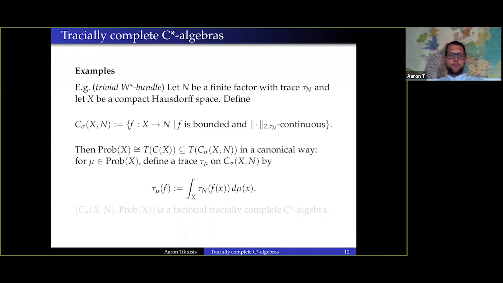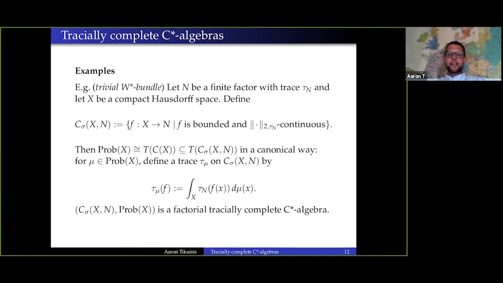Okay. Now, if you take the set of probability measures on X, you can identify that with traces on C(X), and in a canonical way, this sits inside the traces on this set C_sigma(X, N). So I've written down the formula here, but you've got a function, this 2-norm continuous function from X to N, and at every point in X, you can evaluate that and then take the trace using tau_N, this trace on N at each point, and then you use this probability measure to give you a number by integrating over X. Okay, and this thing is a factorial tracially complete C-star algebra.